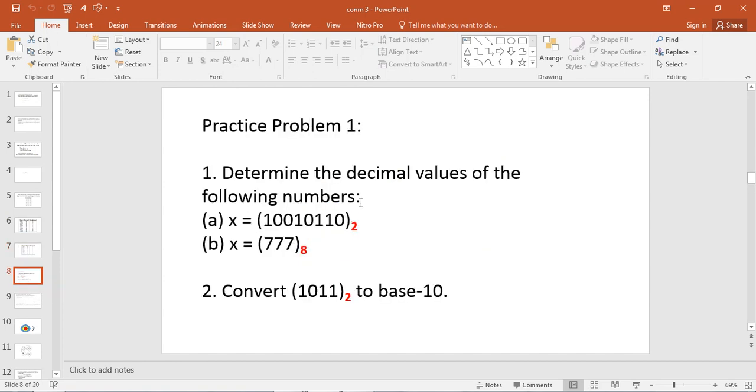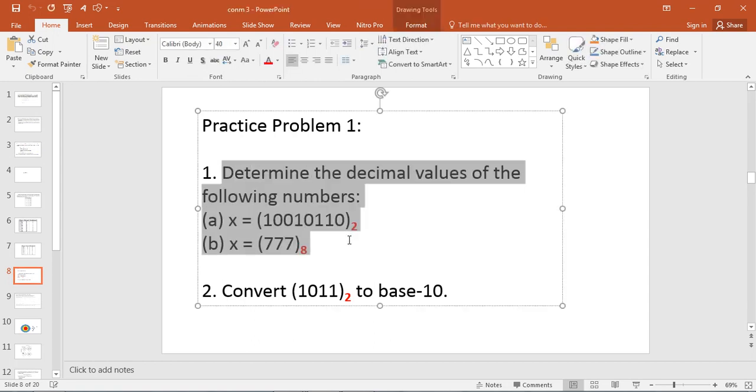This is a practice problem. I will ask you to solve this and send it to me. I will be providing you a particular link. I will have a shared folder, and over there you are going to submit this session's work.